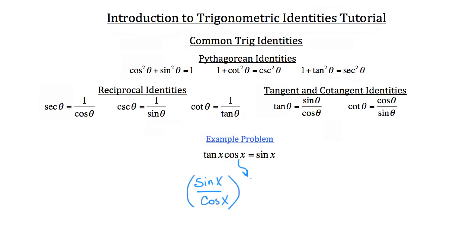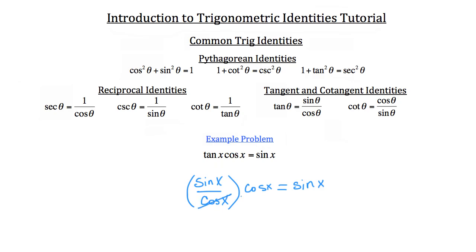And then we can bring down our cosine x that we're multiplying by. So we have cosine of x here, and this should be equal to the sine of x. Notice we haven't changed the problem at all. I've just substituted a different identity in here for the tangent of x.